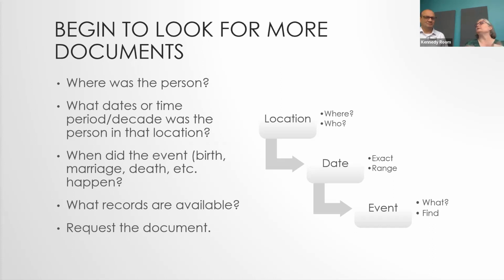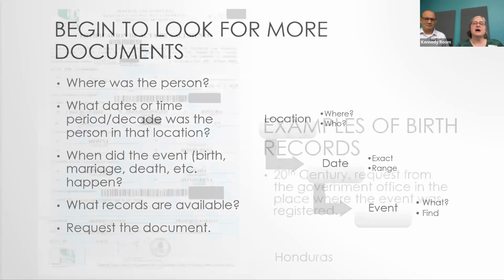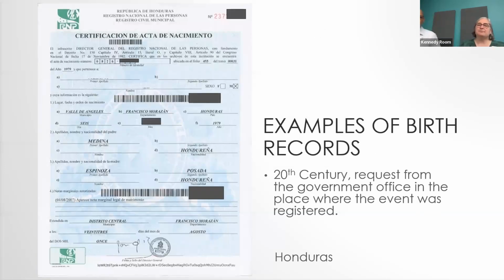You can order it. Sometimes you have to mail in. Sometimes there are privacy restrictions for who can get the information within a certain time limit. So you have to check that place by place. It differs state by state. It differs country to country. So we can't cover all of that tonight. So we're going to look at some examples of birth records.